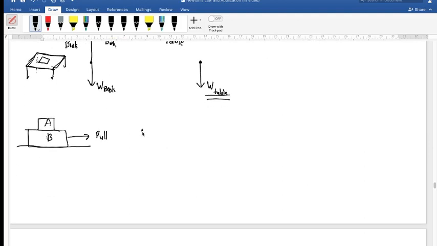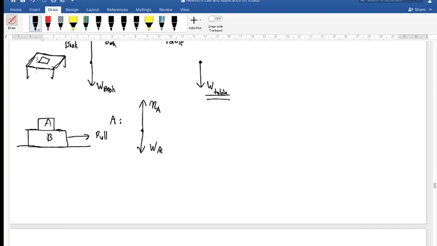Okay, so for block A, what are the forces interacting on block A? Of course, there is the normal force, right? Since A rests on B, and we know that block B has a surface here, okay? Then A is on the surface of B. Therefore, there is a normal force. So this is the normal force of your A. Okay? What else? So we also have weight, because weight acts at all times.